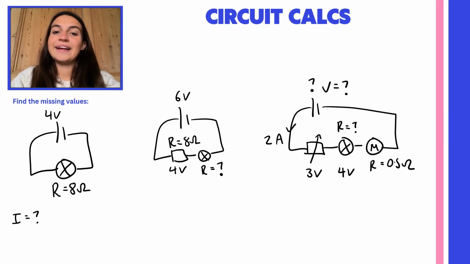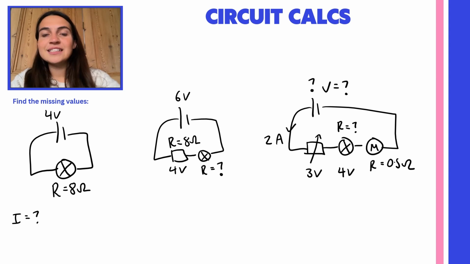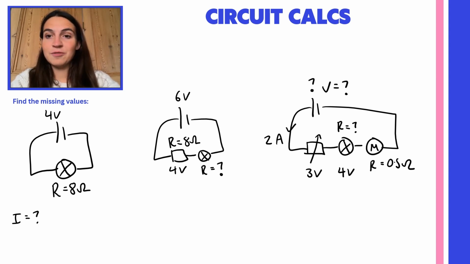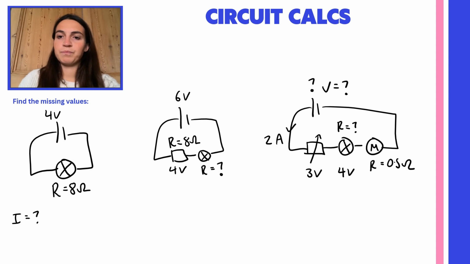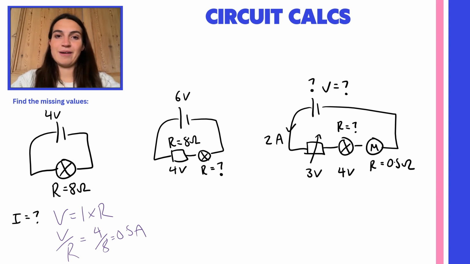Okay, so in these examples here, we have to find some of the missing values. In my first circuit on the left, I'm trying to find the current through this circuit. I've been given my voltage and my resistance for this bulb. So I'm going to use the equation V equals I times R to find an expression for my current. Rearranging to find current, I get V divided by R. That is 4 volts divided by 8 ohms, which is 0.5 amps.